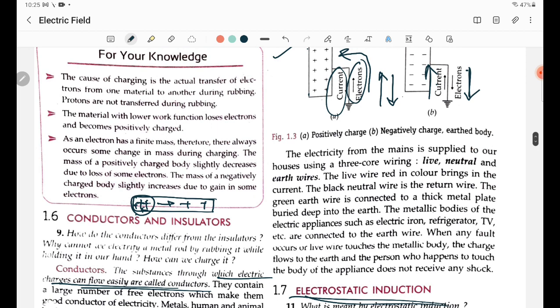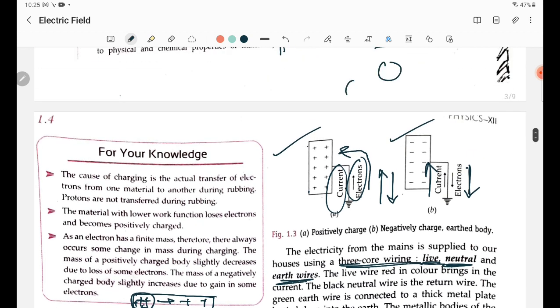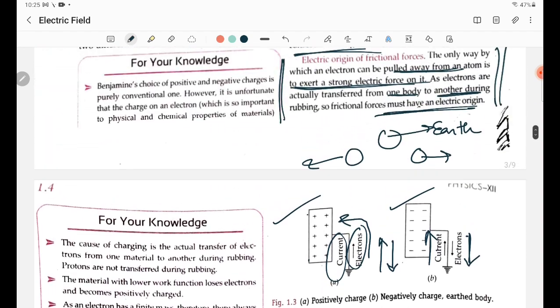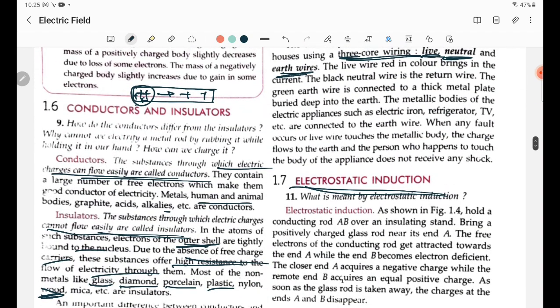So electricity from mains is supplied through three-core wiring. There is a live wire, there is a neutral wire, there is the earth wire. You will see this type of socket. This is earth, this is live, this is neutral. Or you can make it neutral, this is live, no problem.